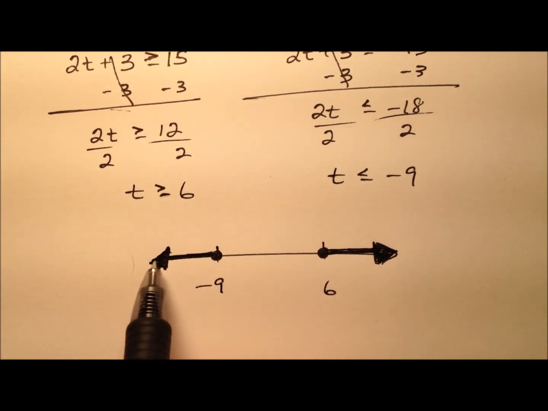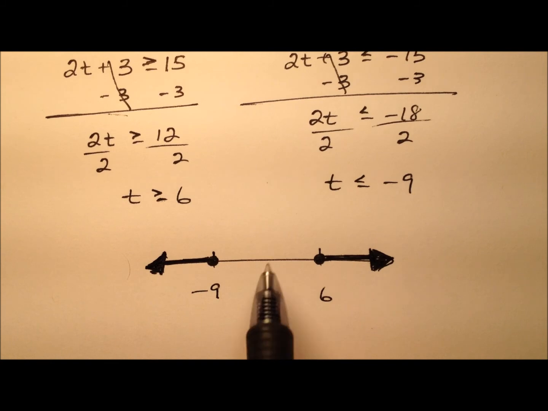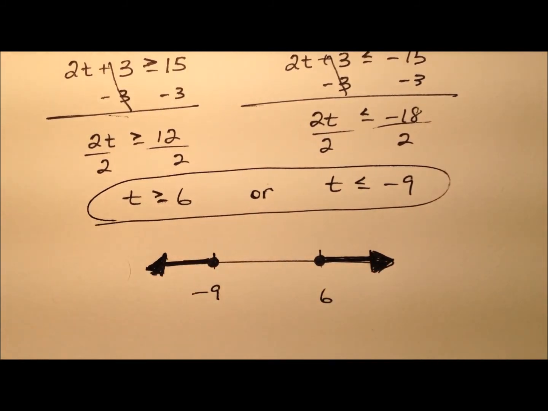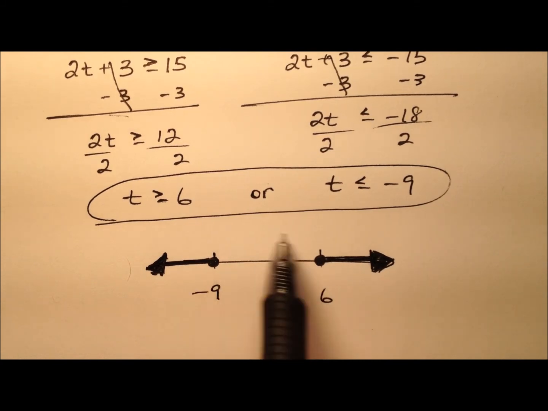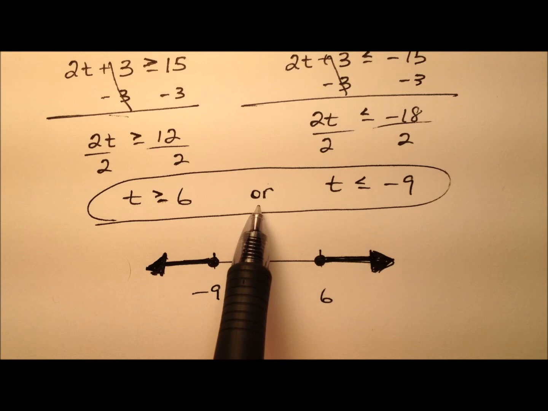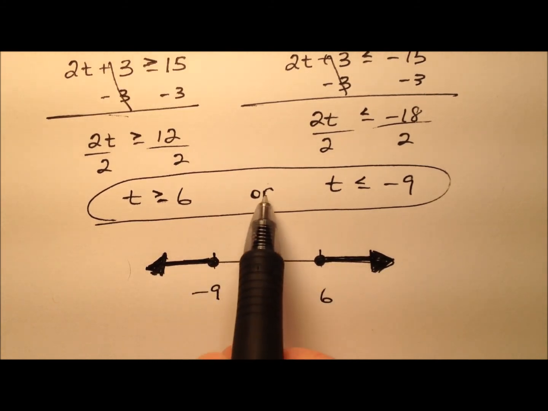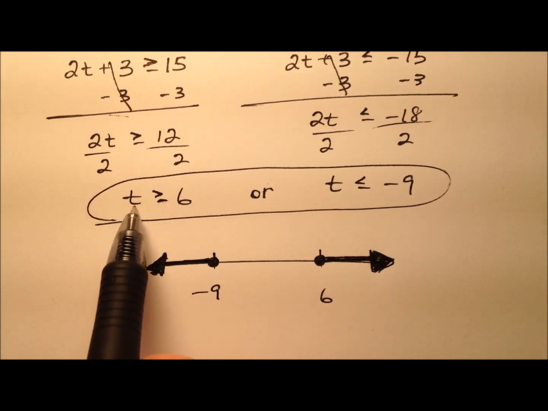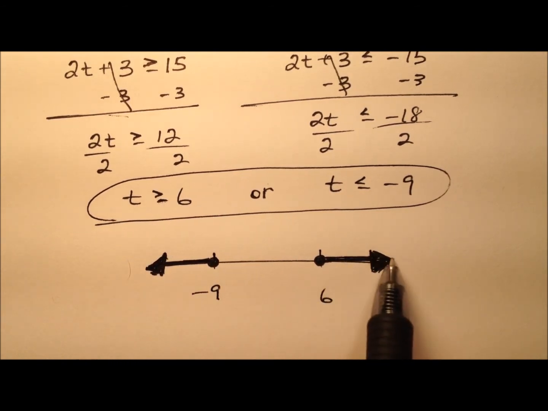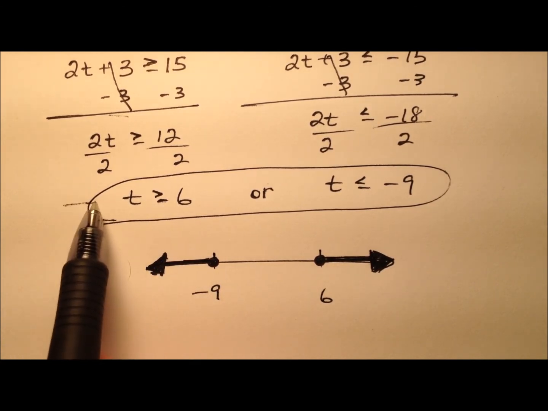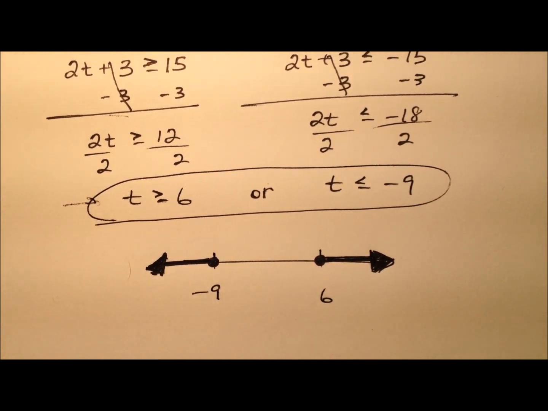Since the graphs of these two work their way apart, we're going to say or, and this is our solution right here. Remember, if they had gone together, we would care about the overlapping region, and we could say and. But in this case, since they go away from each other, we're going to use an or, because t is greater than or equal to 6, or t is less than or equal to -9. So here is the solution, and here is the graph for that example.